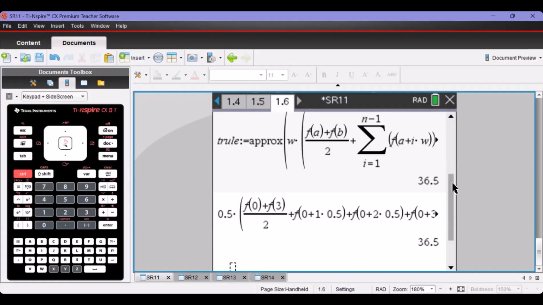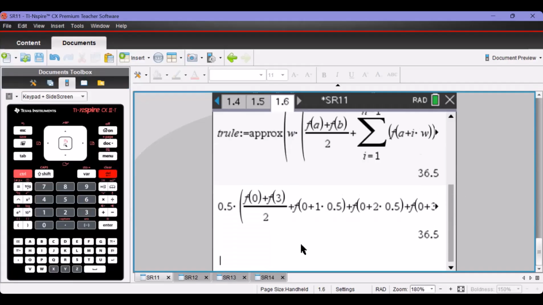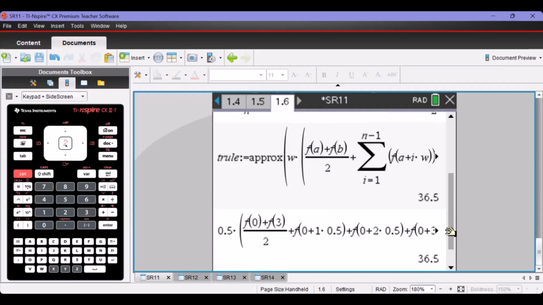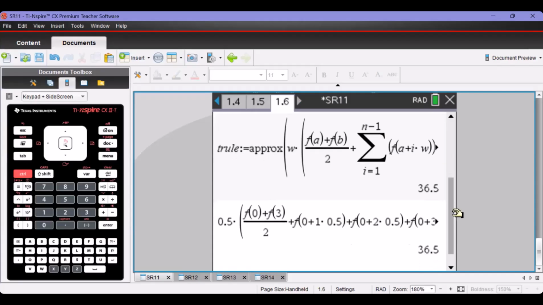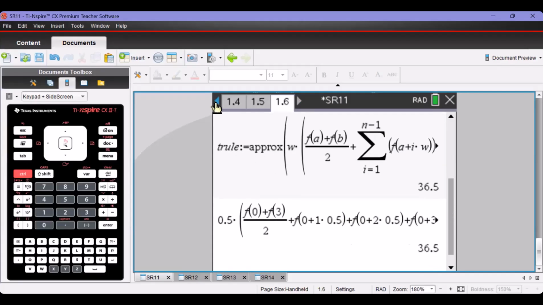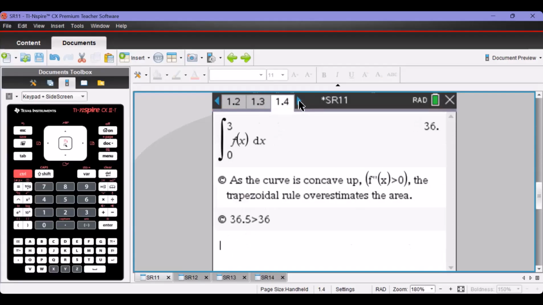And this next line here is basically stepping out what this formula does. Now, in the question, remember it says, if we go back to page 1.1, show all substitutions made into the rule. So if you don't do that in the exam, it appears quite strongly that you won't get full marks. So just be careful or cognizant of that.